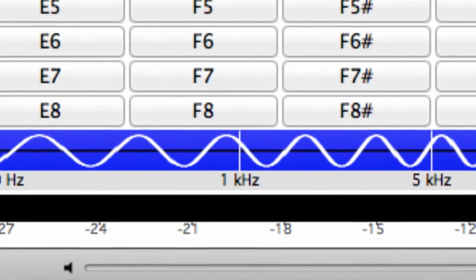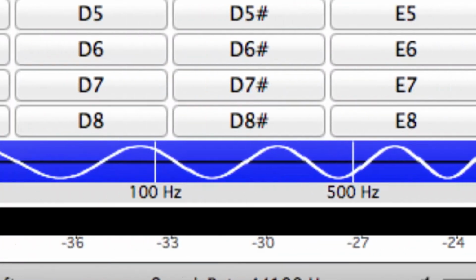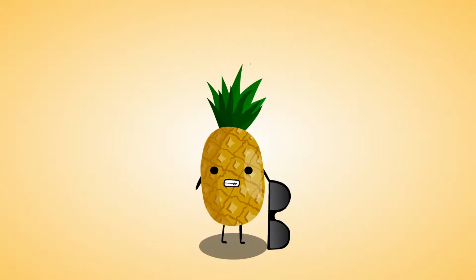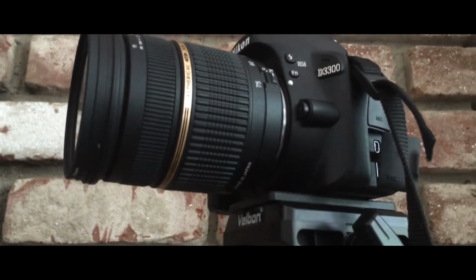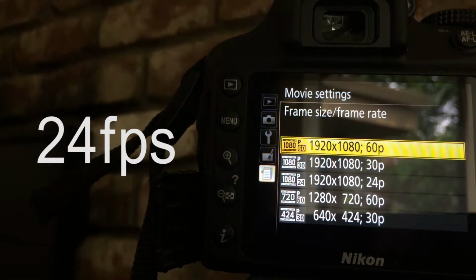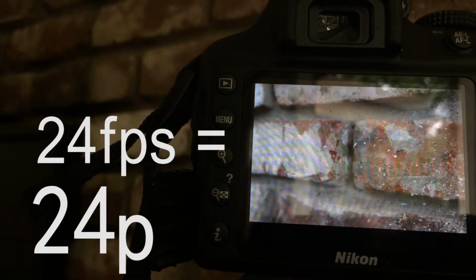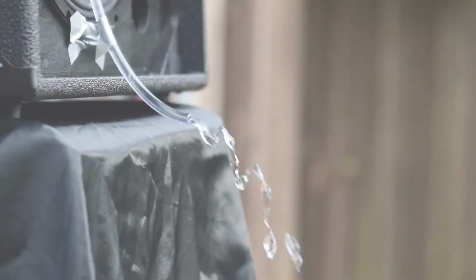That was a tone of 1000 hertz, which means that 1000 waves pass by every second. For this experiment, the tone must be played at 24 hertz, which is extremely low sounding. The very last step to making this experiment work is to film it. And to film it at 24 frames per second, or in other words, at 24p, meaning the camera will be taking 24 pictures every single second. The result of this is what you saw at the beginning.